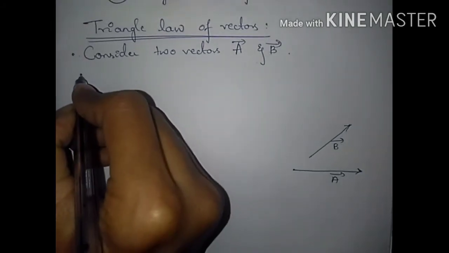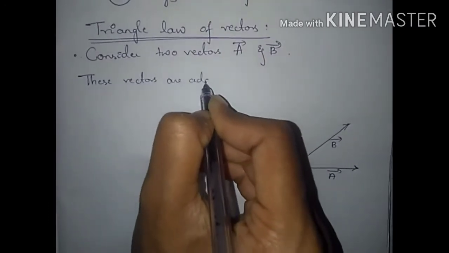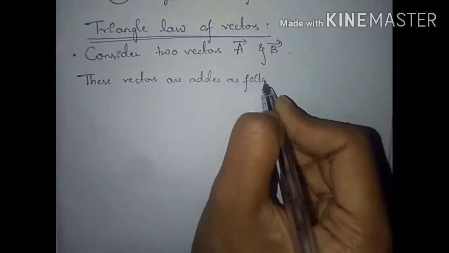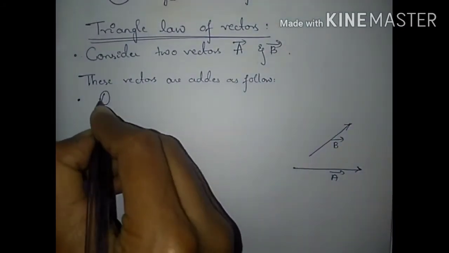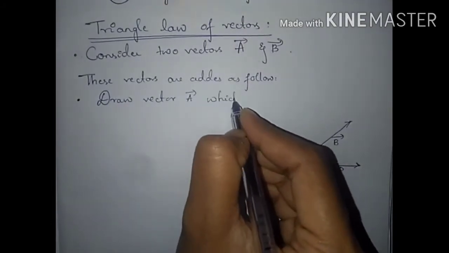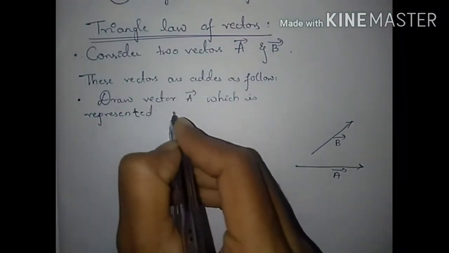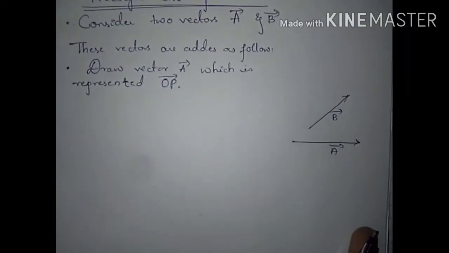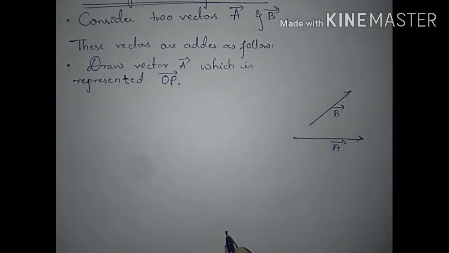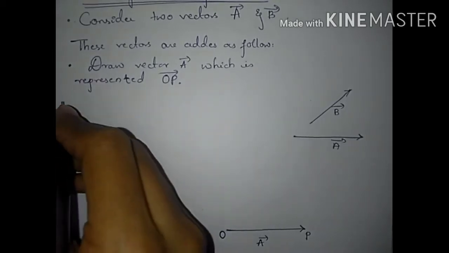So now these vectors are added as follows. First, what do you have to draw? You draw vector A, which is represented as OP. So this I am drawing here. This vector is represented as OP. Next, what do you have to draw? You have to draw the vector B.